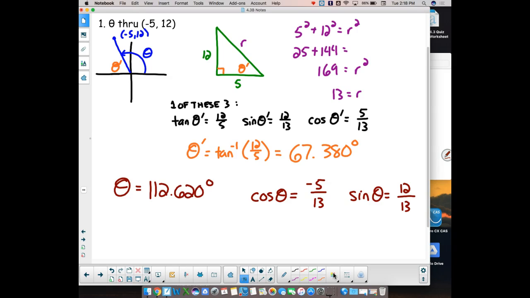Logically, in quadrant number 2, do those two values make sense? Is cosine negative in quadrant 2? Is sine positive in quadrant 2? Yes. Okay. All right.